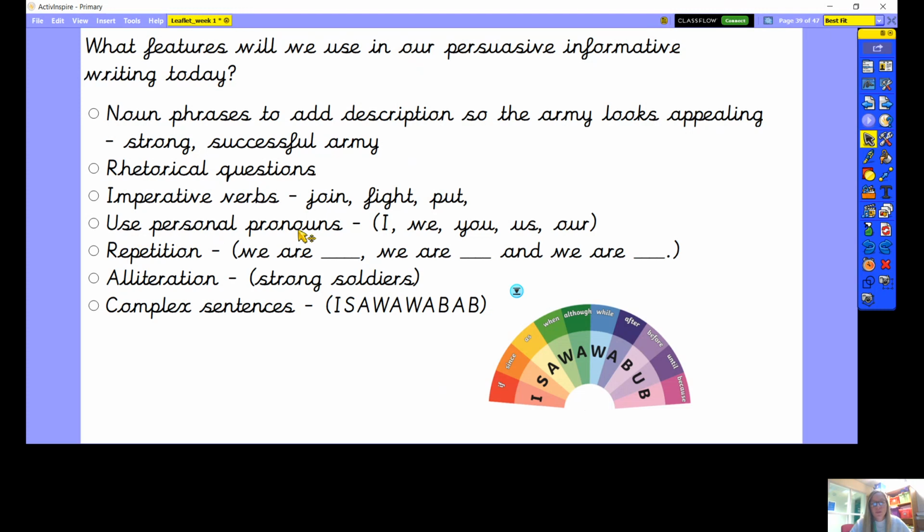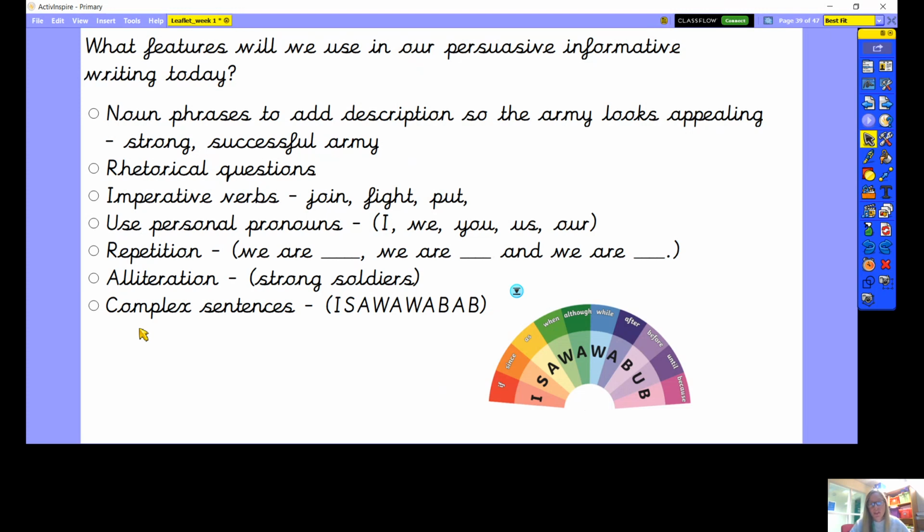We might use some personal pronouns today, so we've got examples here: I, we, you, us, our. And we might use some repetition to make our writing a bit more interesting: we are something, and we are something. So repetition where we repeat something 3 times but add in a different description to end that sentence. And we might use some alliteration, as an example there of strong soldiers. Actually at the top, our noun phrase had alliteration in strong, successful. Could be strong, successful soldiers if we want 3 words that start with the same sound.